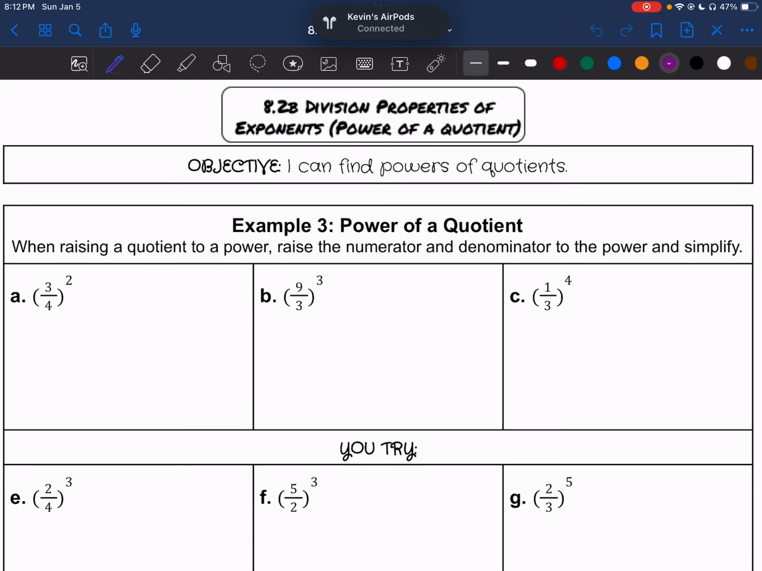Hello, and welcome to Module 8.2, Division Properties of Exponents, Power of a Quotient. Our objective for today is: I can find powers of quotients.